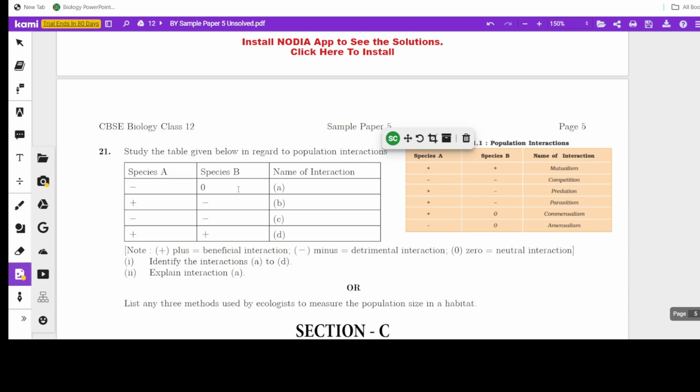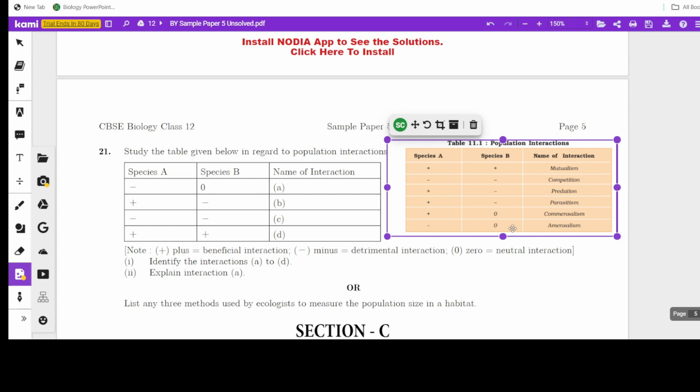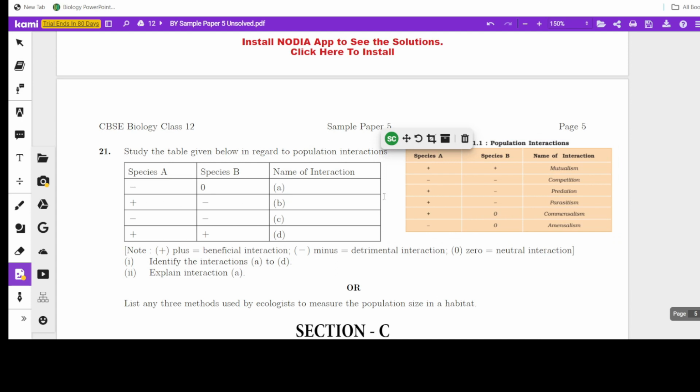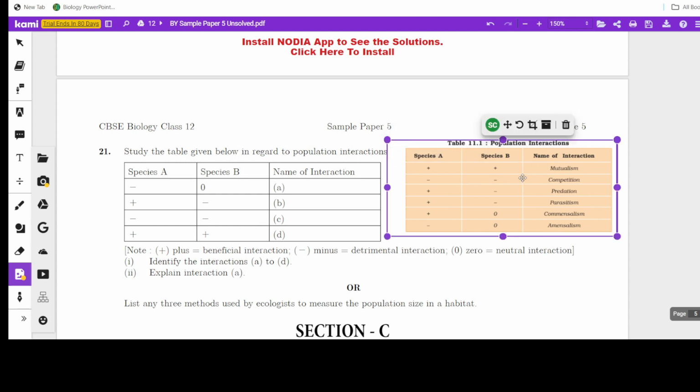Let's see this interaction: an interaction in which species A is harmed and species B has no benefit. It is amensalism. One is harmed and the other one has no benefit. So A is amensalism. Now, for the second interaction, species A is benefited and B is harmed. Here two interactions are possible, either predation or parasitism. You can write either of them, or you can write both. The next interaction is both are harmed. In that case, it is competition. And both are benefited, mutualism.